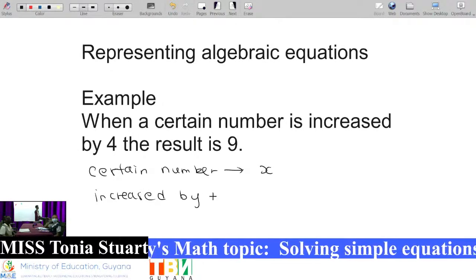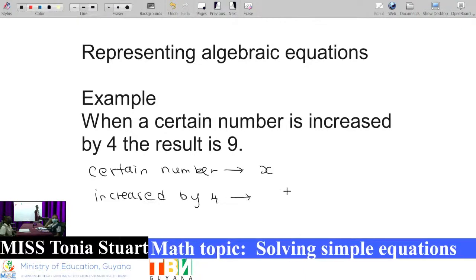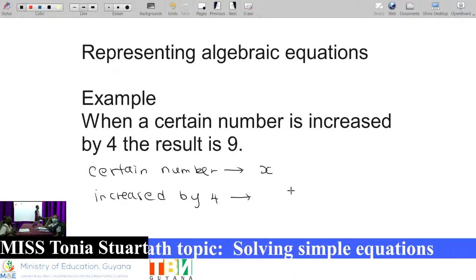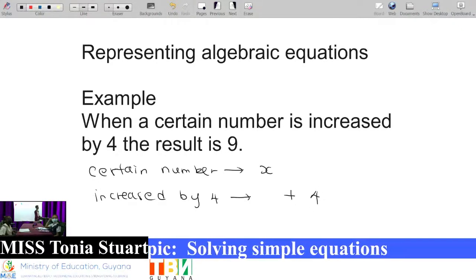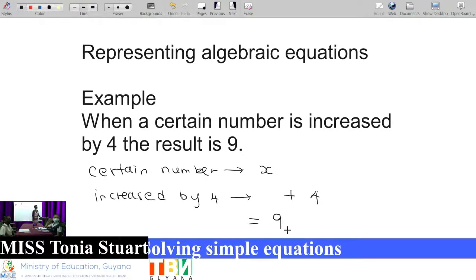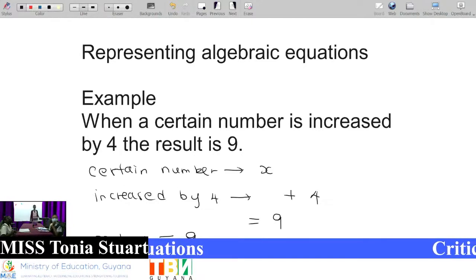Increased by 4, what does that mean? I'm adding 4. And then the result is 9, so it means something is equal to 9. So initially, I'm going to have x, which is increased by 4, plus 4 is equal to 9. So that's my algebraic equation. You take it from a word statement and you're representing it mathematically.